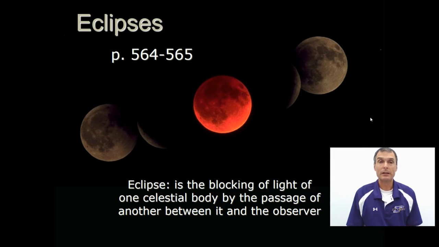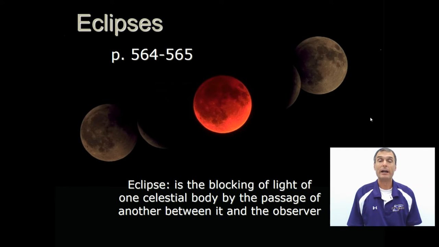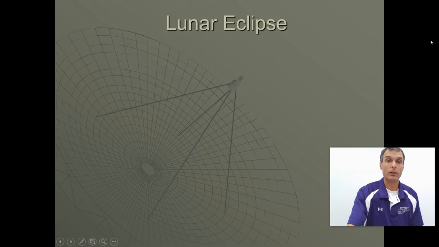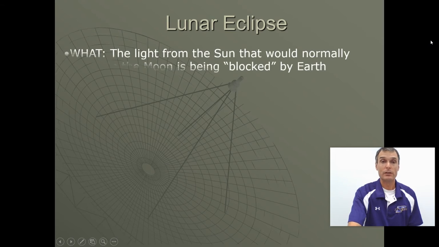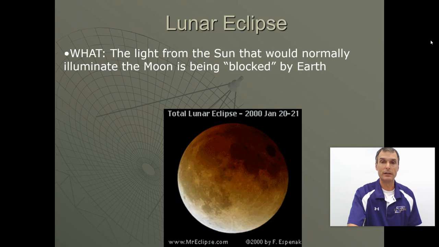What's an eclipse? An eclipse is when an object in space is blocked from view by another object passing between that object and the observer. Starting with a lunar eclipse, when we use the word lunar, that means we're talking about the moon. And so what's happening in this case is that light from the sun that would normally shine on the moon, it's getting blocked by the Earth being in the way. So the Earth is in between the moon and the sun.